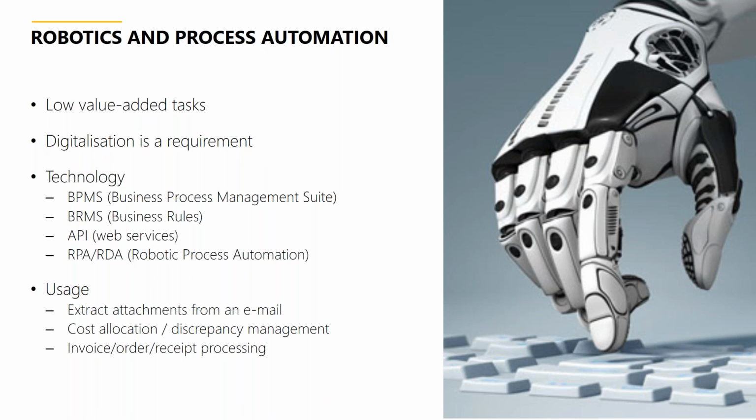Now, the robotics is really aimed at low-value, but essential tasks within an organization. So this is really aimed at organizations that want to go digital. A precursor to this is that digitalization is a requirement because you can't apply robotics to a piece of paper. Very difficult in the context of what we're trying to achieve here. So we need to be able to go digital. And therefore, this is mainly aimed for organizations that may have a level of digitalization in place. And we'll come on to that aspect as well shortly.